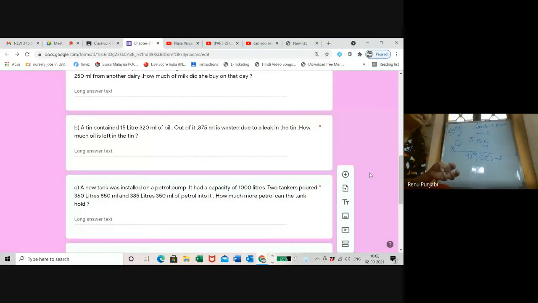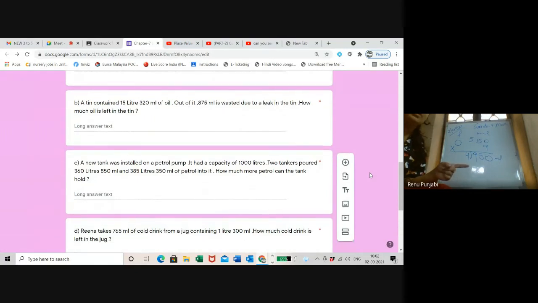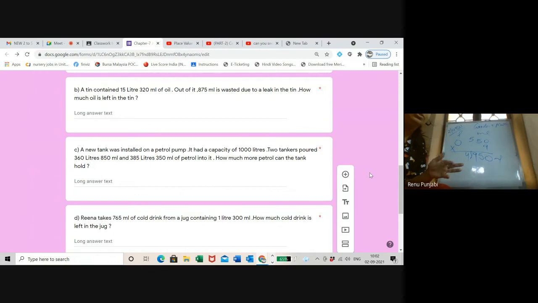Go to the next, C1. You will not give the other answer. Now the next child will give. A new tank was installed on a petrol pump. It had a capacity of 1000 liter. Two tankers poured 360 liter 850 milliliter and 385 liter 350 milliliter of petrol into it. How much more petrol can the tank hold?